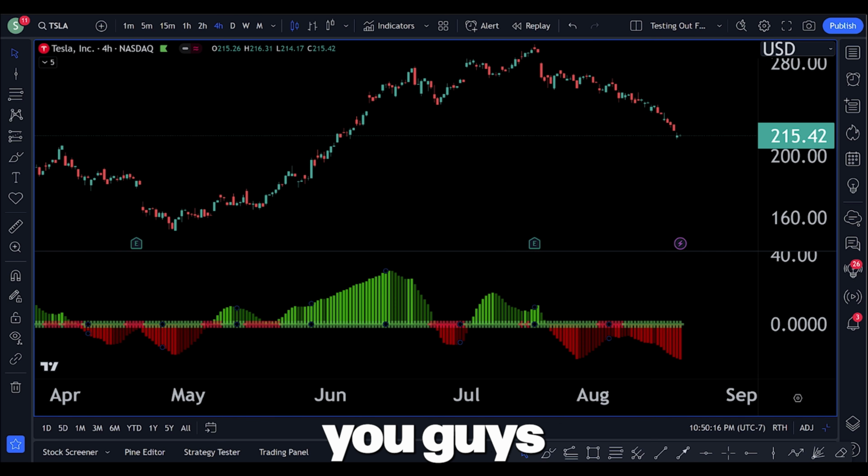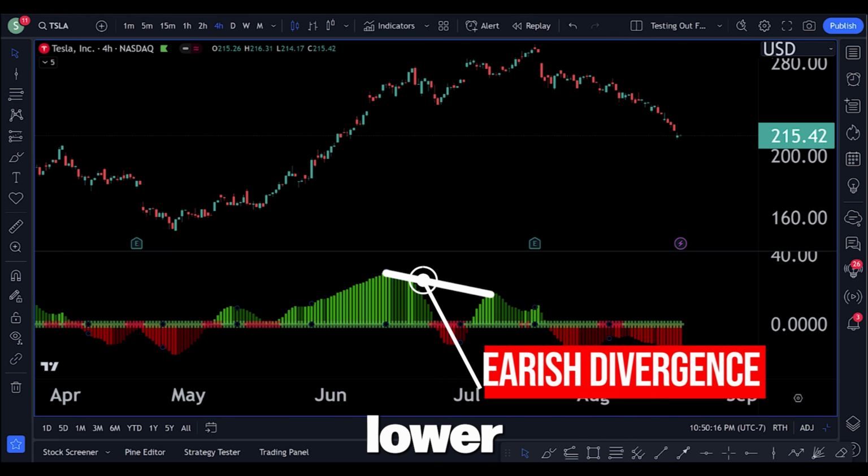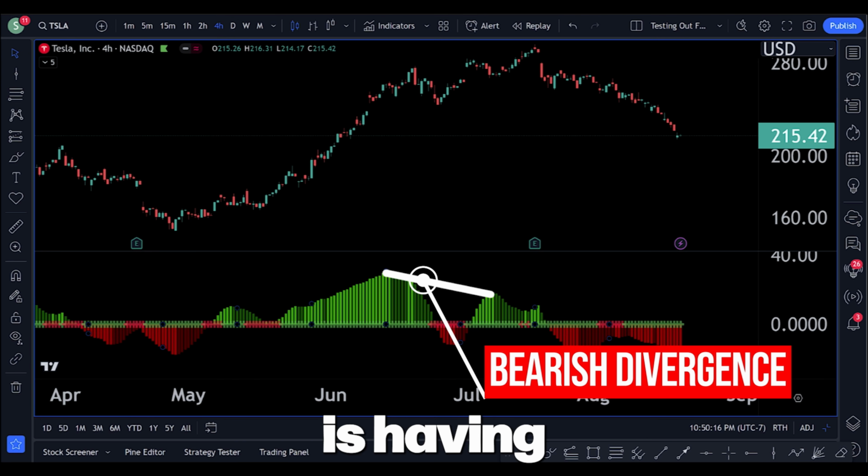Two big things I want you to focus on this Tesla chart. First things first, from June to the midpoint of July, you're looking at a massive bearish divergence where the oscillator is having lower highs, but the price of Tesla is having higher highs. And guess what? The bearish divergence won again.